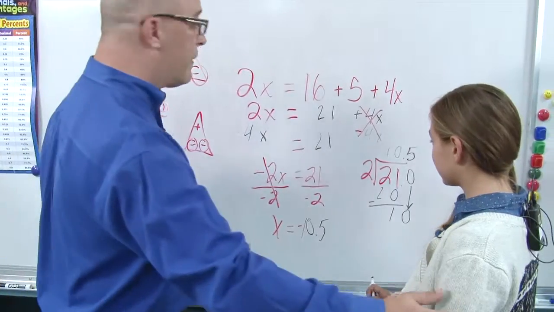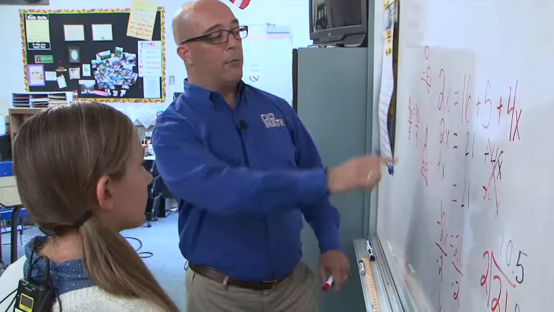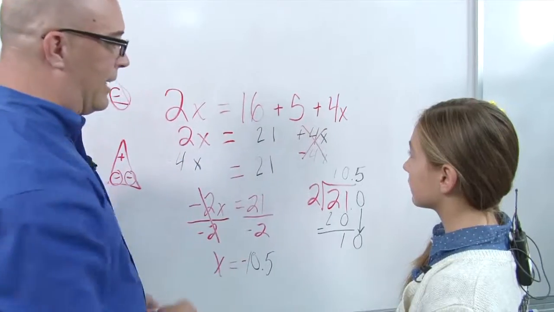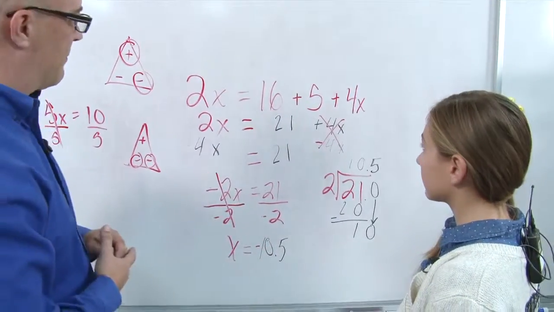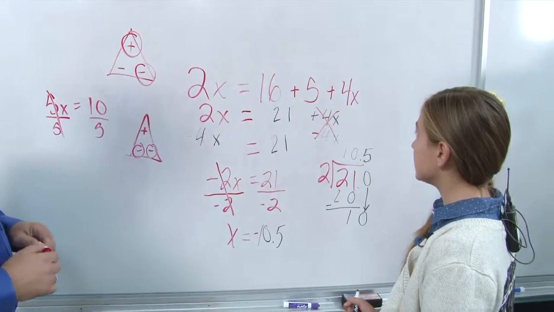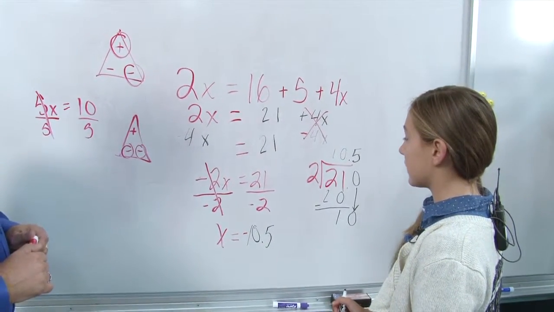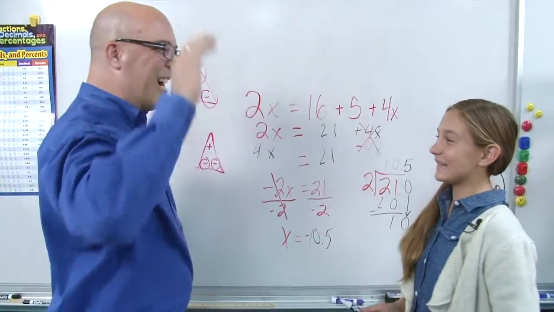Right. So do me a favor, Geneva. Let's go ahead and read this problem one more time and then give us the final value for x. 2x equals 16 plus 5 plus 4x, and that equals x equals -10.5. Perfectly done. Nice job. Thank you.